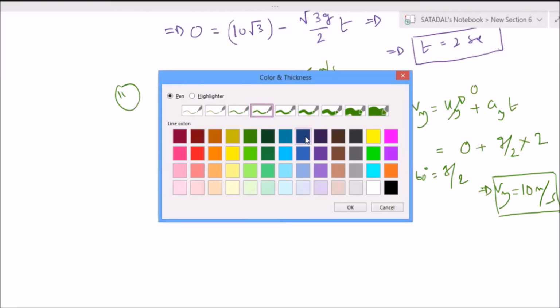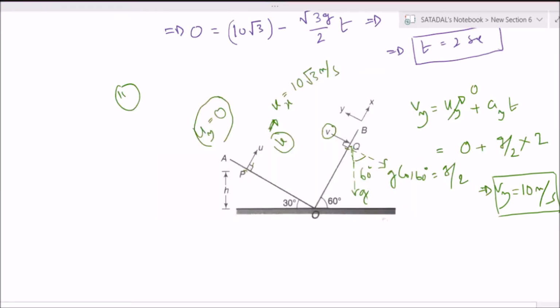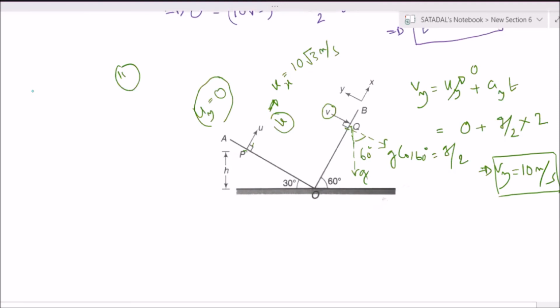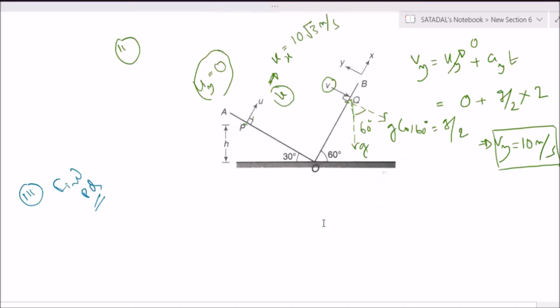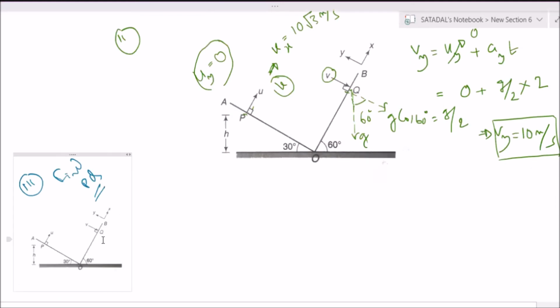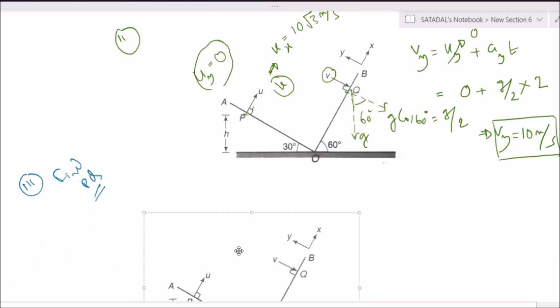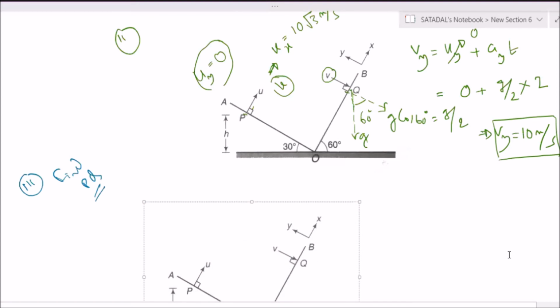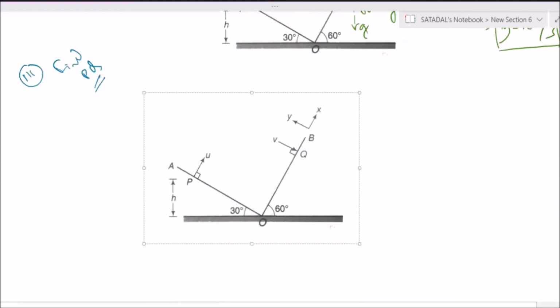Fine. So next, let us go for the next level question, that is part 3. What was asked in part 3? In part 3, they were asking to figure out the distance PQ. Find PQ. This was the last part of the question. So again, to solve this part of the question, I will take the figure once again.